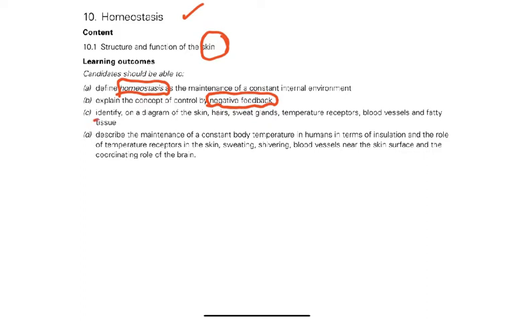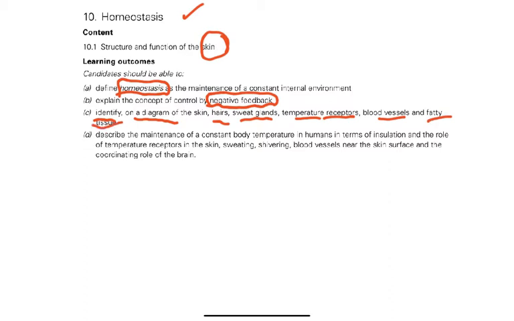Then you have to identify on diagrams. Whenever it says identify on a diagram, you must look at different diagrams and check out the labels. They're going to give you a diagram which is not labeled, and they'll probably put A, B, C, D all around it and ask you to label it. So diagrams of the skin, and you'd have to identify hair, sweat glands, temperature receptors, blood vessels, and the fatty tissue which is underneath the skin.